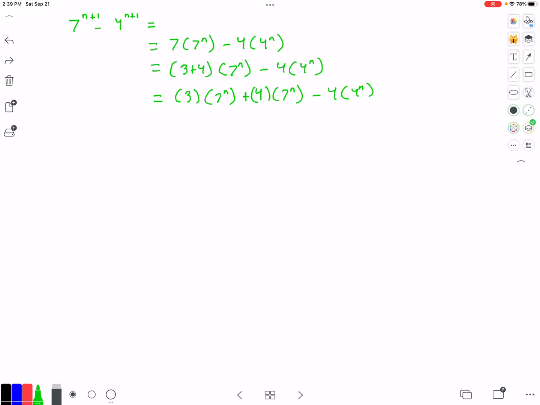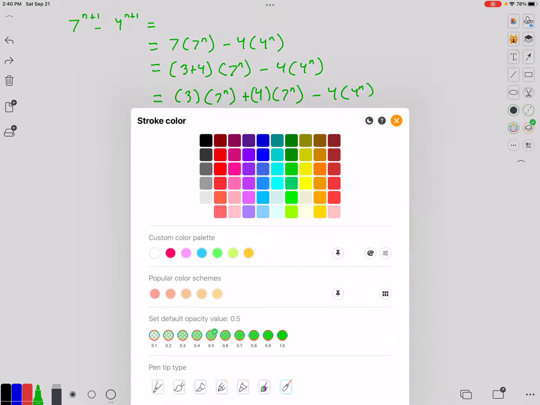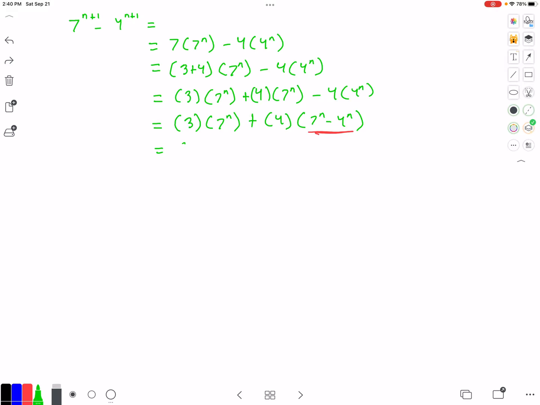And now we can take out those 4's. So I'm going to rewrite this. We get 3 times 7 to the power of n plus 4 times 7 to the power of n minus 4 to the power of n. Okay? And guess what? This is the expression that we had in our inductive hypothesis step, and we said that that's equal to 3 times some integer value t. So we can rewrite this again. This is equal to 3 times 7 to the power of n plus 4 times 3 times t, because we said 7 to the power of n minus 4 to the power of n is equal to 3 times some integer that we call t.